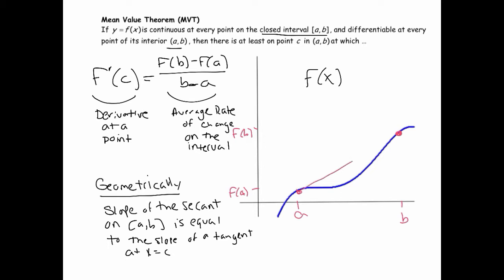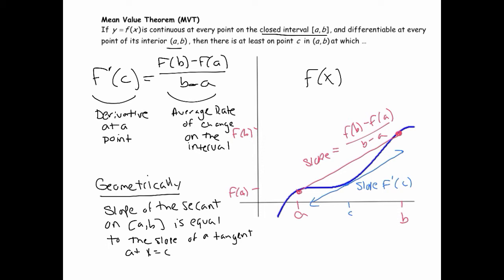There's my secant line, and we know that the slope is equal to change in y over change in x. And we know that there's some place where I can draw a tangent line that's parallel to that according to this theorem. So it looks like it's roughly here. So the slope of that guy would be called f prime of c. And since they're parallel, those slopes would be the same. So the mean value theorem guarantees that this would happen.